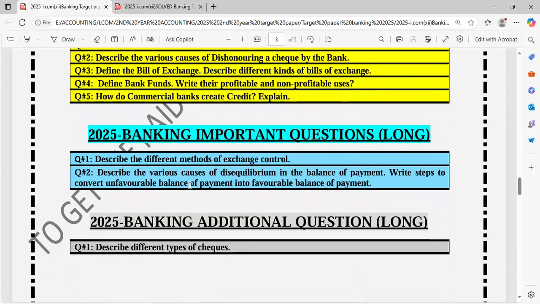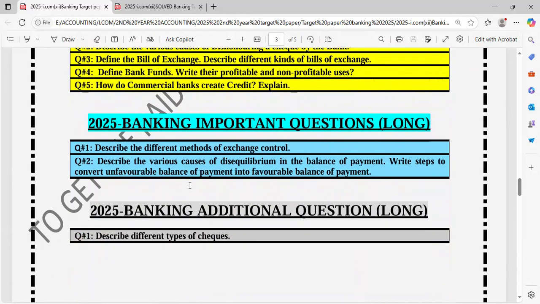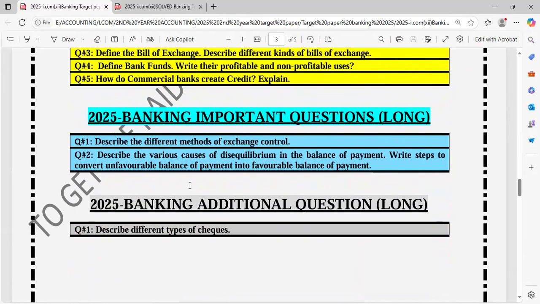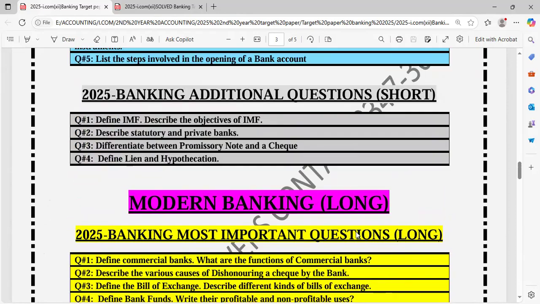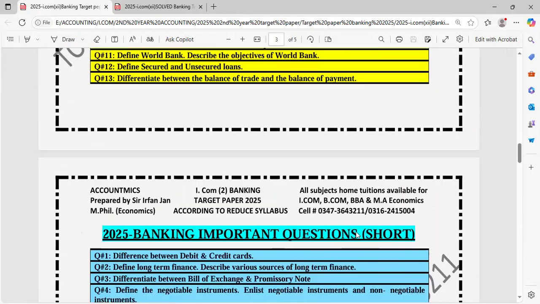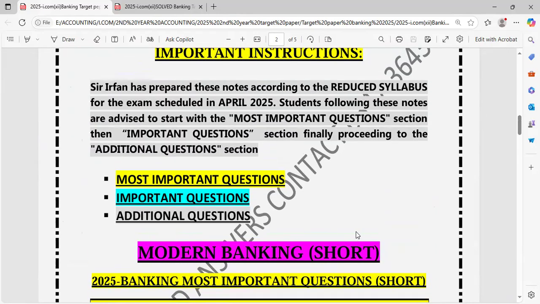So the first question is describe the method of exchange control. And the second one is the disequilibrium in the balance of payment and how we convert this unfavorable balance of payment into favorable balance of payment. The last one, which I include in the additional long, is describe different types of checks. So these are the target paper which I prepared very early. I think I prepared it in the month of November.